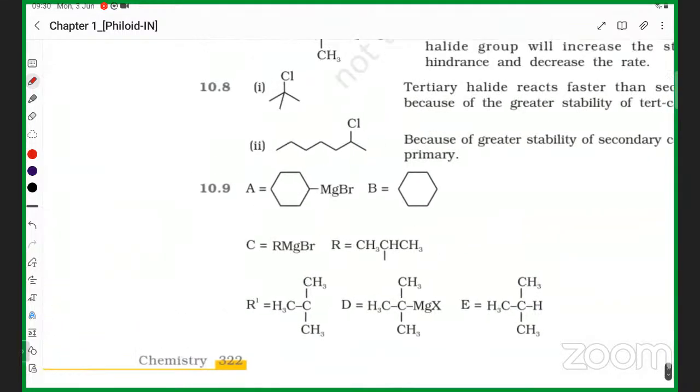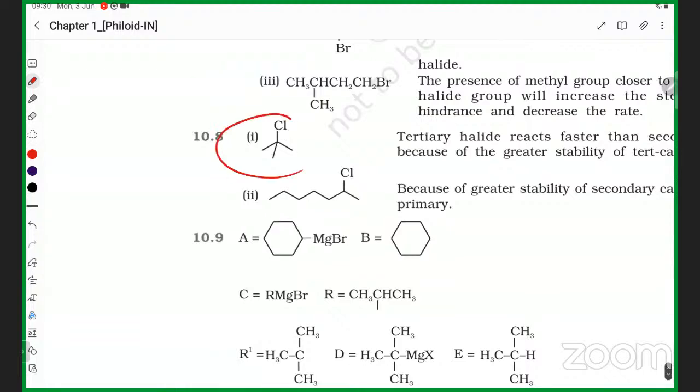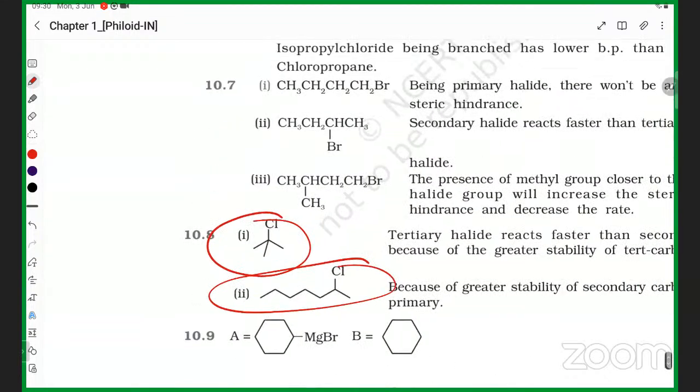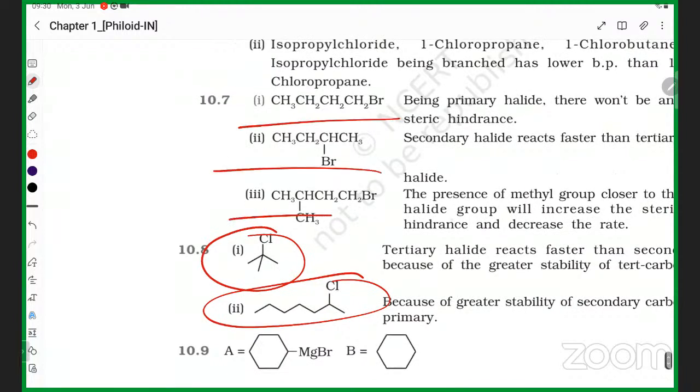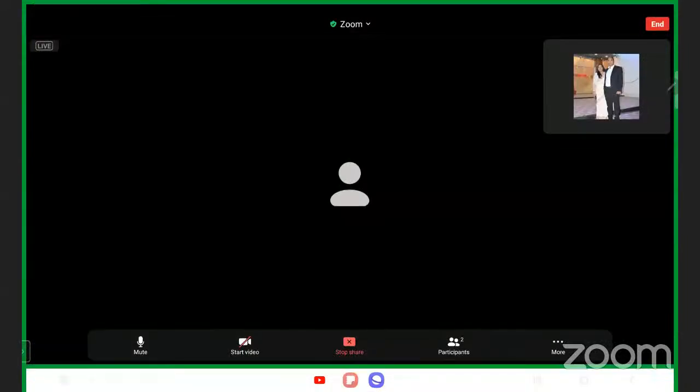So here what you said, this is 3 degree, correct, then 2 degree, correct. Whatever you answered, almost all are correct. So you understood the SN1 and SN2, yes or no? Yes, sir. Okay. Now we are going to see examples of SN1 and SN2 reactions.